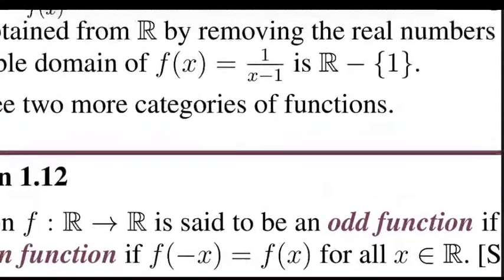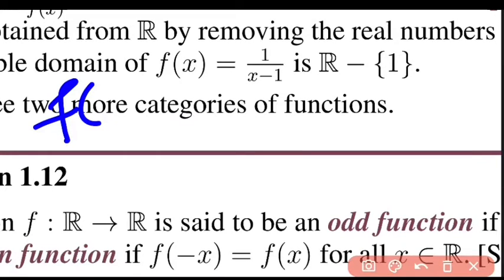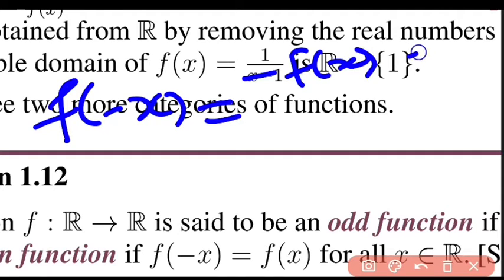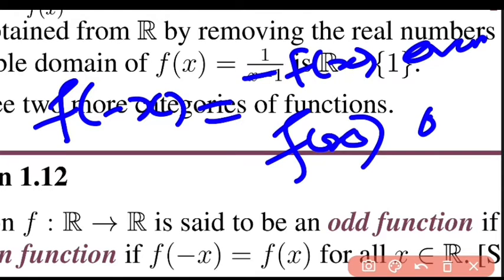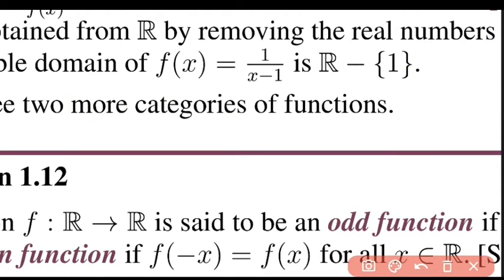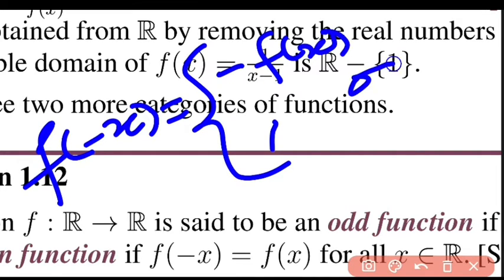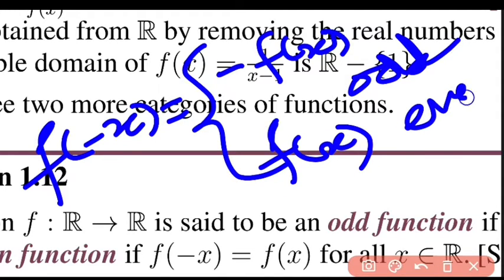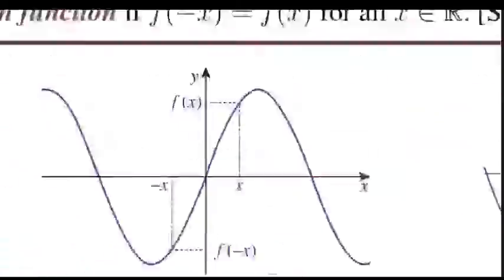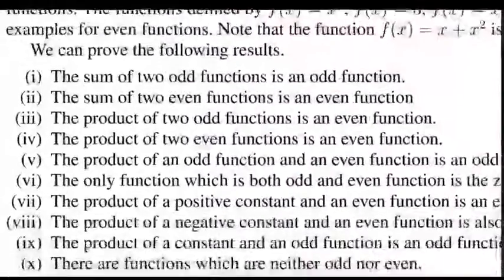So listen, if f(minus x) equals minus f(x), it's an odd function; if plus f(x), it's even. I repeat, f(minus x) equals minus f(x) is called an odd function, and plus f(x) is called an even function. Okay, next.